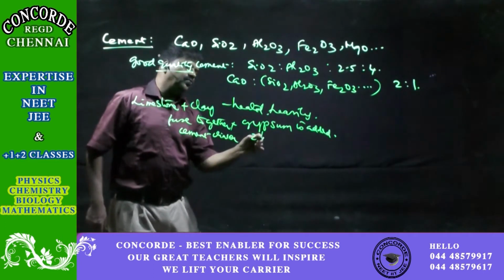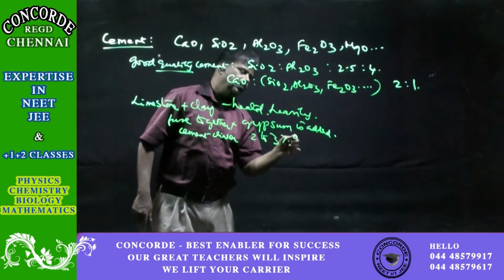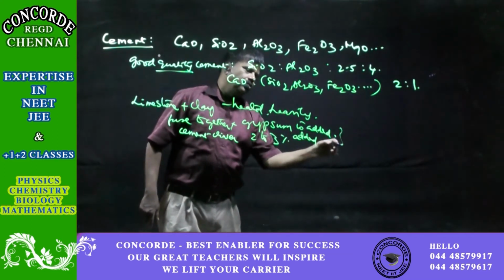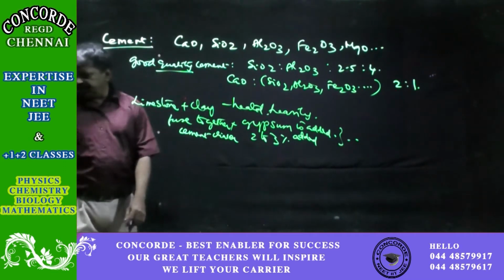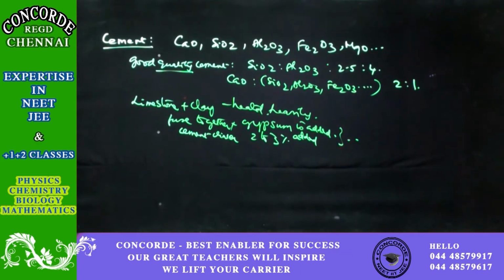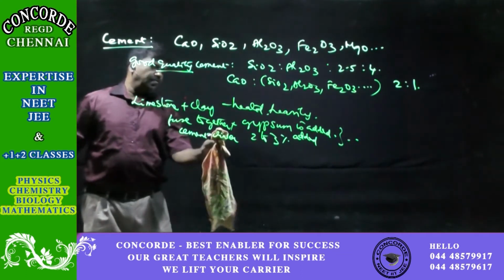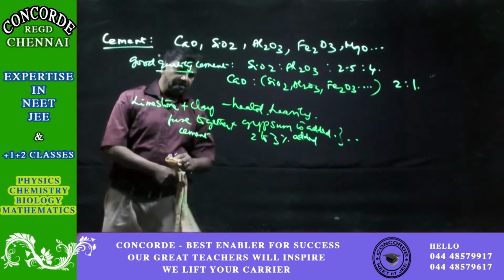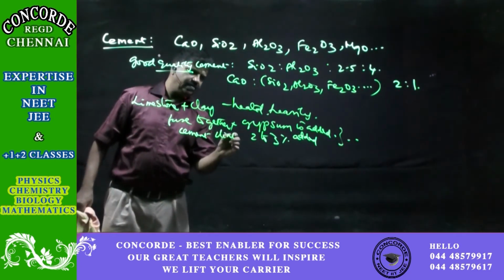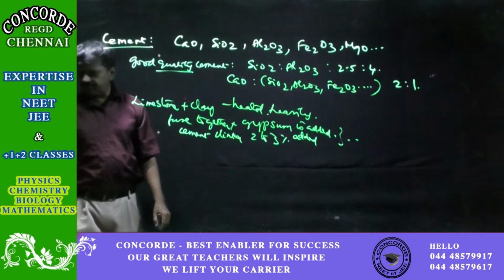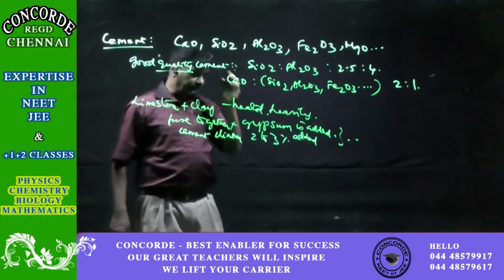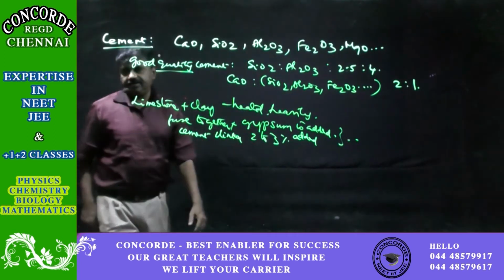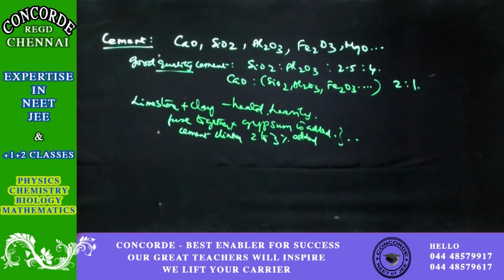For this 2 to 3% gypsum is added to get the cement. Most of the companies have the cement made in clinker form, and they transport it to the other places, then add the gypsum to get the cement as a ready-made. So 2 to 3% gypsum is added, and the added gypsum gives the required material for the cement.